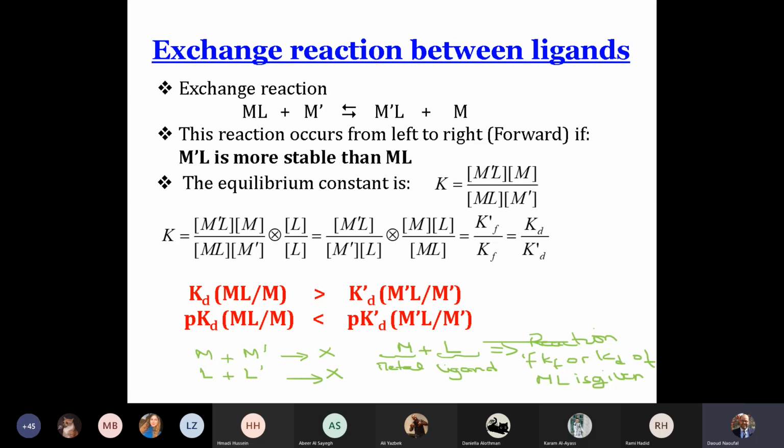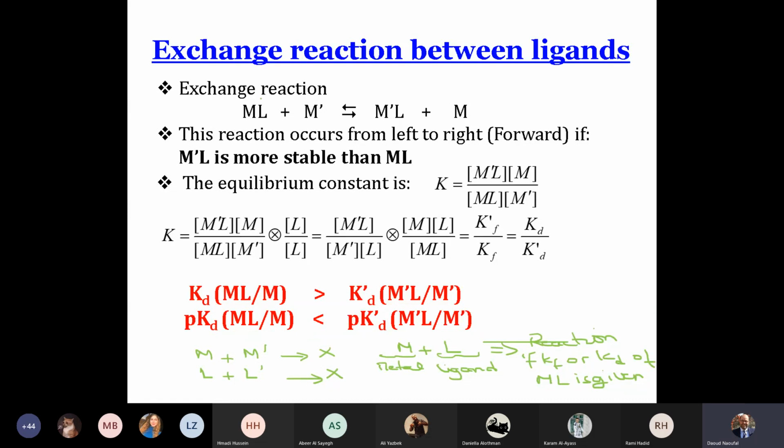And this reaction of complexation might be limited, advanced, quantitative, or complete. It depends on K of the reaction. So this is the reaction of complexation. We have a reaction of complexation when we add a ligand to a metallic ion and should be given the Kf or Kd of the complex formed. This is the reaction of complexation.